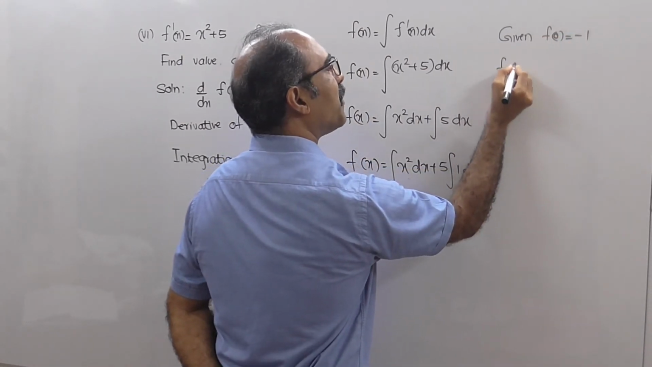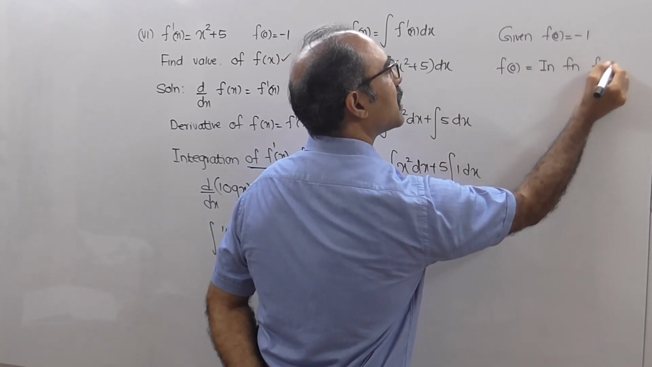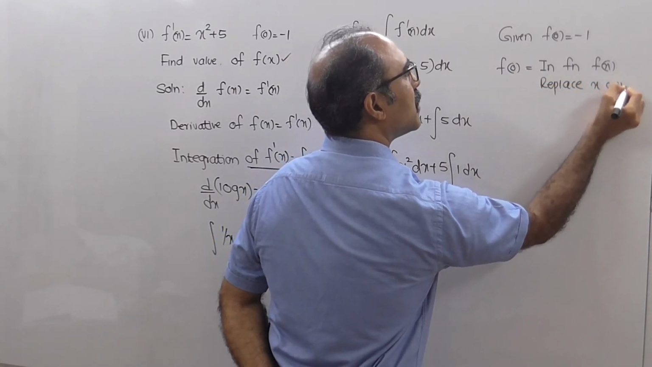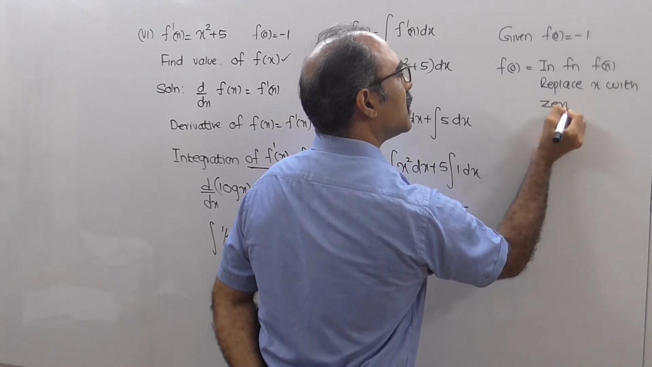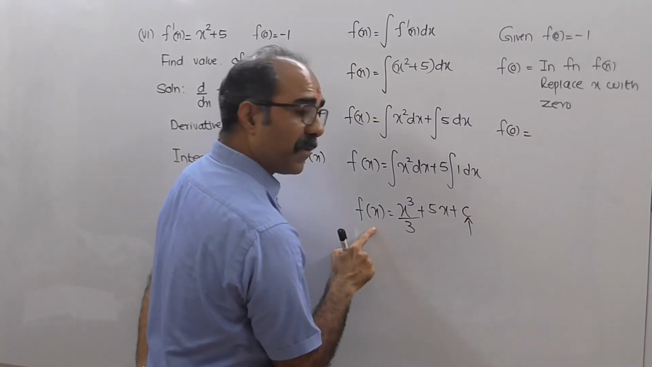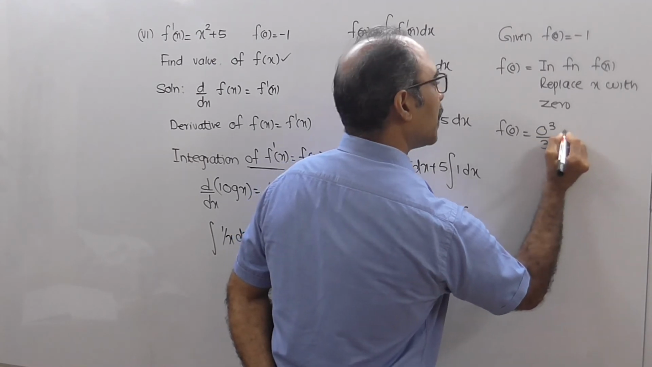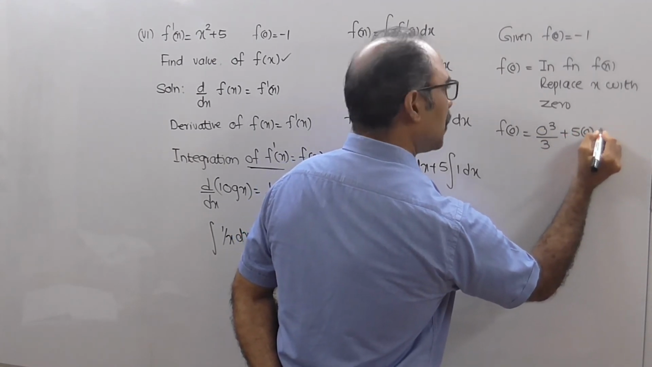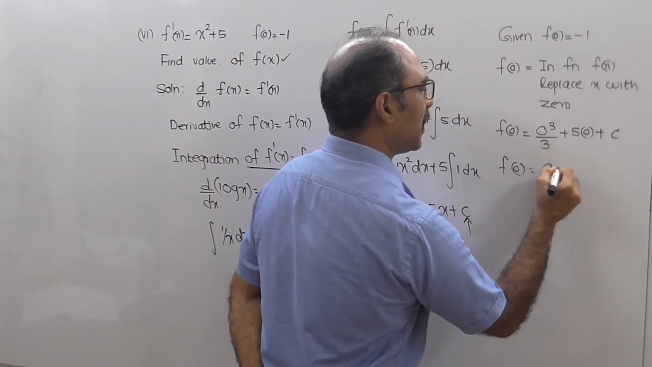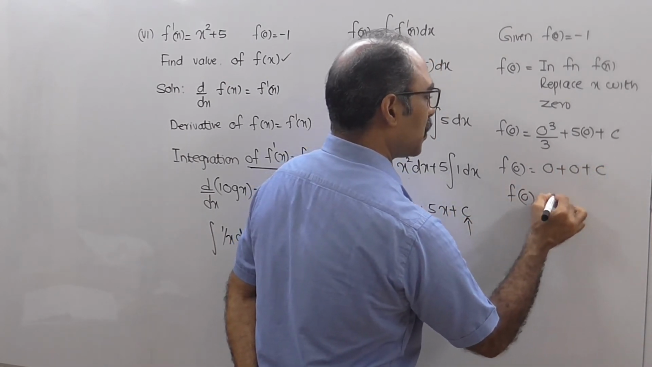See now what is the meaning of f of 0? F of 0 का मतलब है, in the function f of x, replace x with 0. So f of 0 meaning in the function f of x, wherever I will see x, I will replace all x with 0, means I get 0 cube upon 3 plus 5 into 0 plus c. So I get f of 0 equal to 0 upon anything will give you 0, 5 into 0 is 0 plus c. So I get this as f of 0 equal to c.